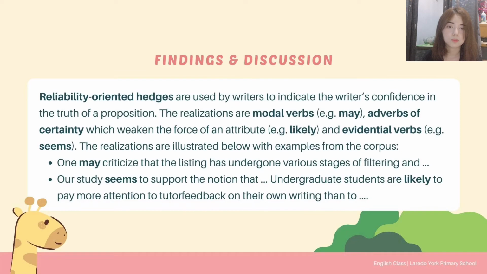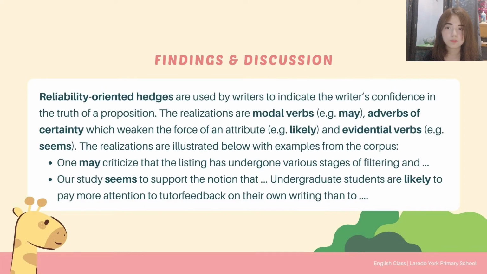First we have the example for the modal verbs. One may criticize that the listing has undergone various stages of filtering and blah blah blah. And second, we have the use of adverbs of certainty and evidential verbs. As we can see here, our study seems to support the notion that blah blah blah, and undergraduate students are likely to pay more attention to tutor feedback on their own writing than to blah blah blah. Here is the example of reliability-oriented hedges.